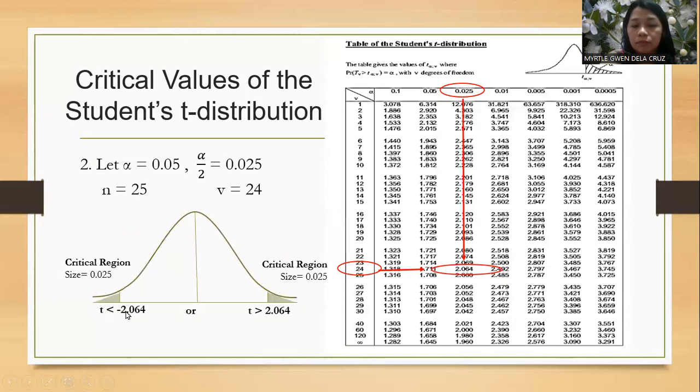So here is negative 2.064. This is the boundary of our critical region on the left side, and the boundary of the critical region on the right side is 2.064. So if our computed value or the test statistic is less than negative 2.064, or if the computed value of the test statistic is greater than 2.064, we are going to reject our null hypothesis since the test statistic will be in our critical region.